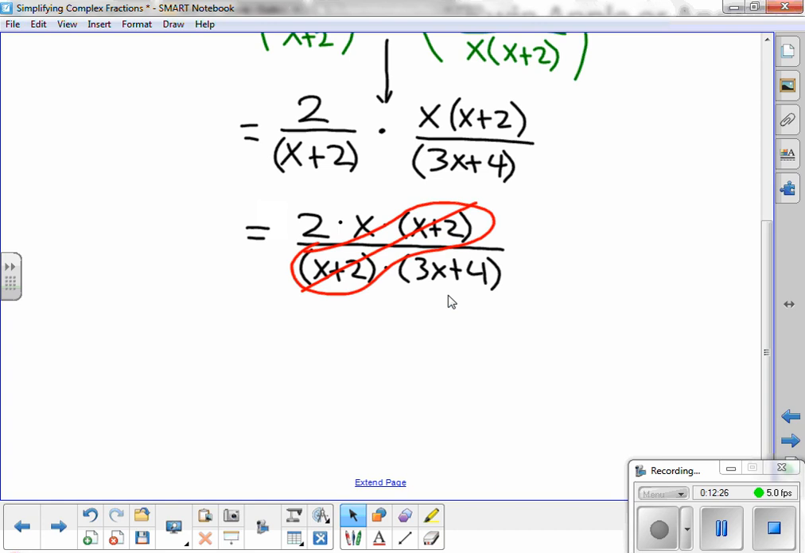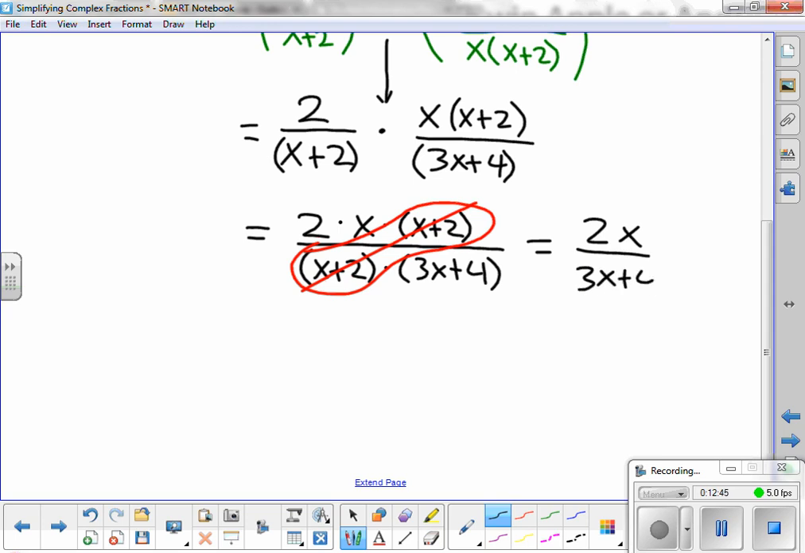And that's it. You do not want to, quote unquote, cancel this 2 and x with anything inside of a group. You can't cancel just a piece of a group. Either the whole group cancels or you don't mess with the group at all. So the final answer here is 2x over 3x plus 4. All right, and that's it. That's basically how you do it.